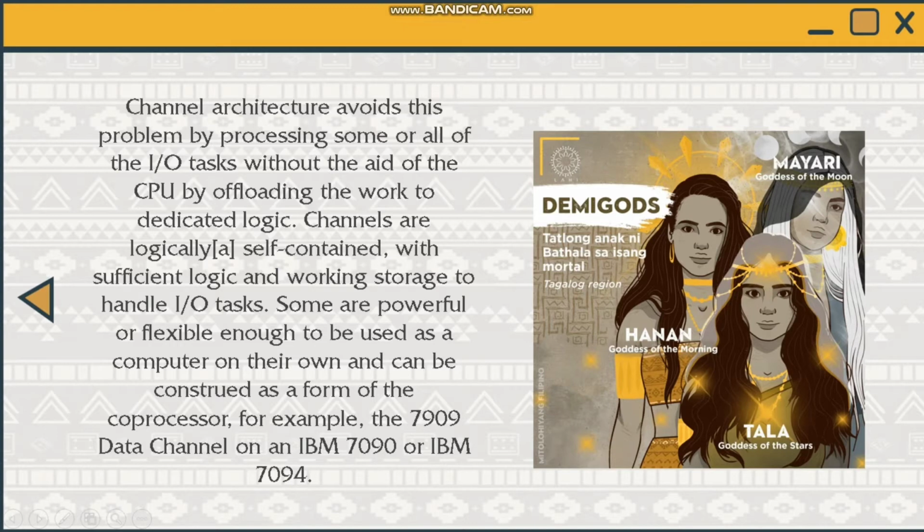Channels are logically self-contained, with sufficient logic and working storage to handle input-output tasks. Some are powerful or flexible enough to be used as a computer on their own and can be construed as a form of coprocessor. For example, the 7909 data channel on an IBM 7090 or IBM 7094.